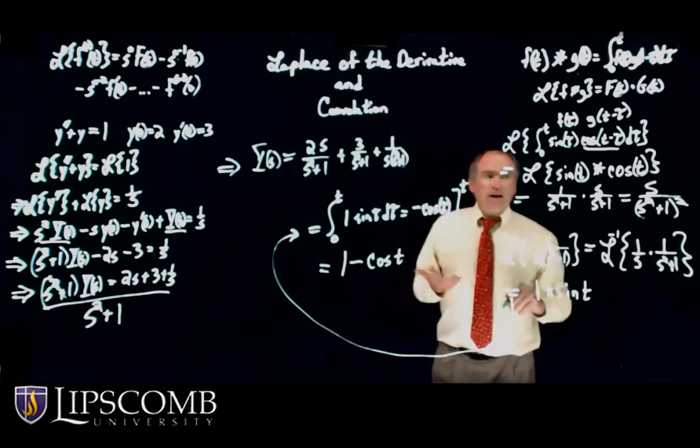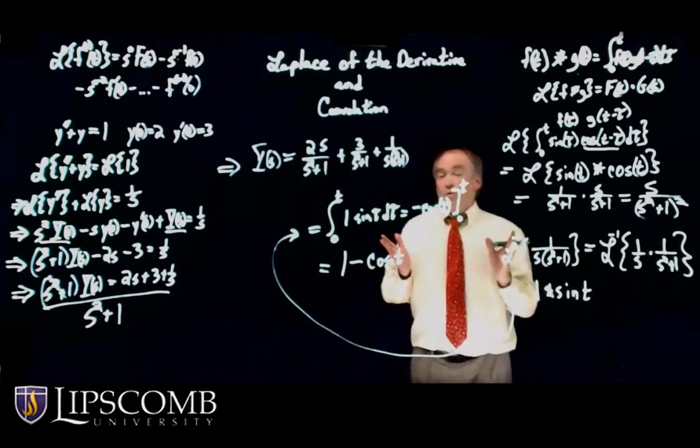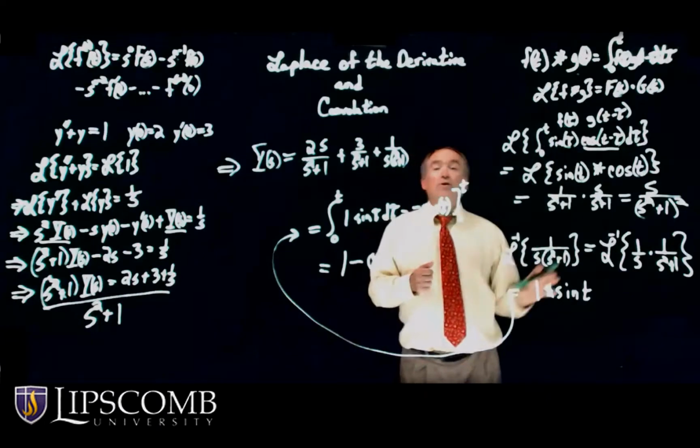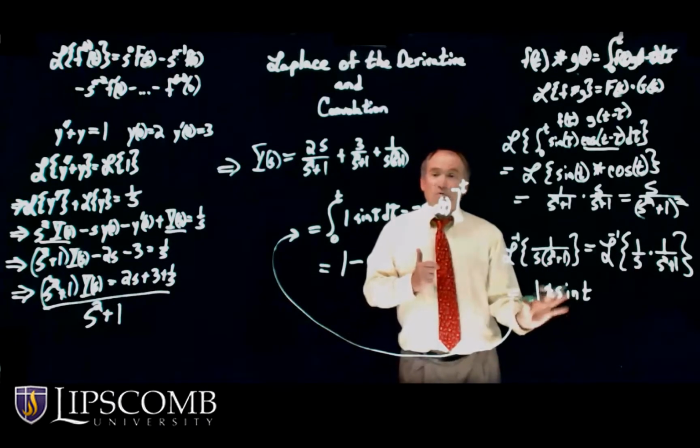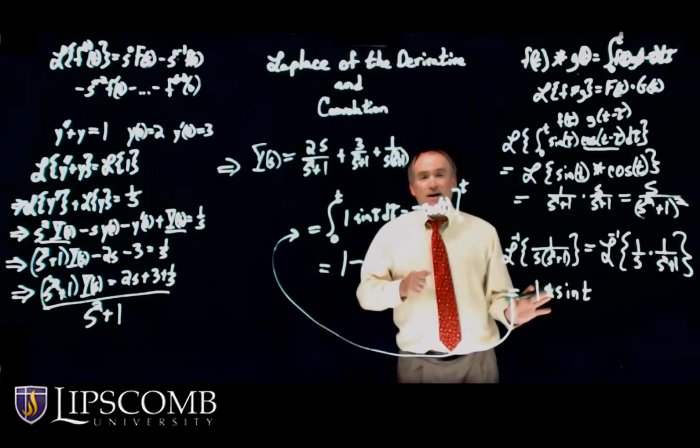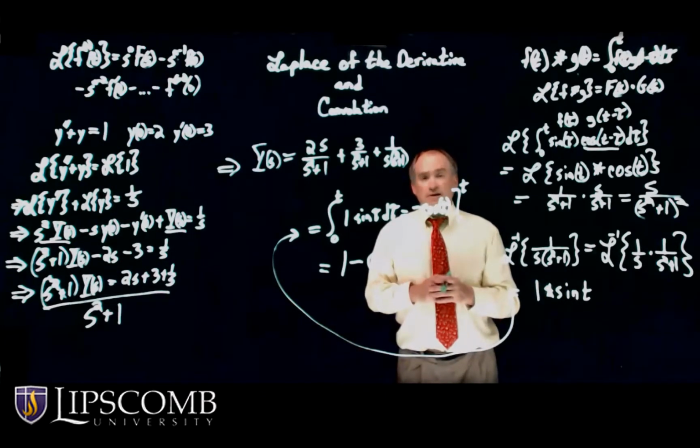You see how easy it makes it when we know it's the convolution of two functions. Again, I can pick which one of the two is going to be my tau, which one of the two is going to be my t minus tau.